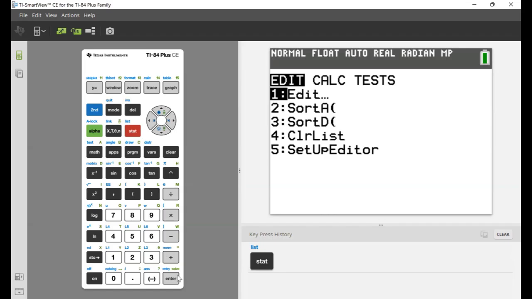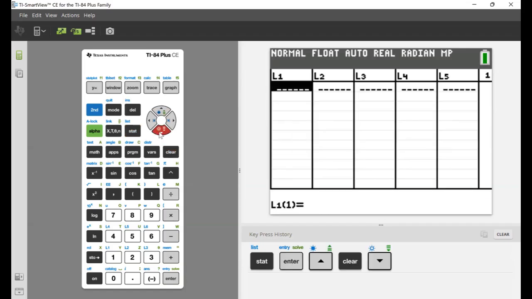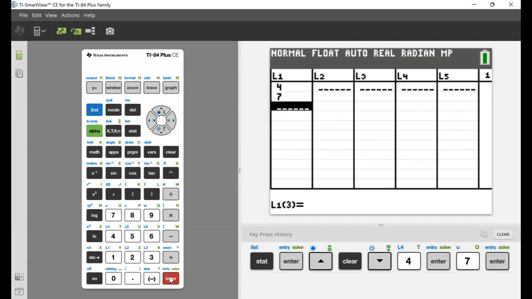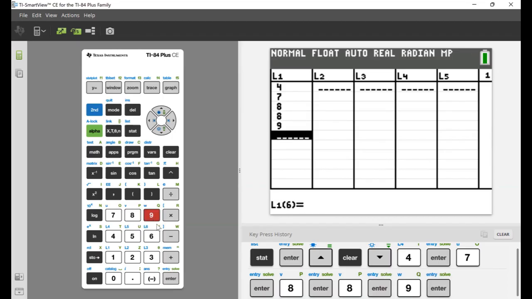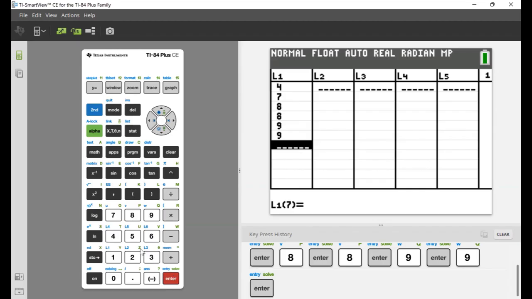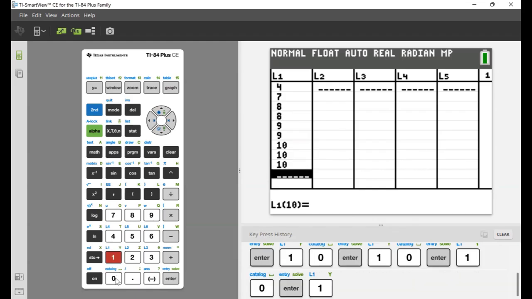So we're going to go to Stat, Edit, go up, push clear, go back down. And for this one, we're going to put all of our numbers. So we see 4 occurs once, 7 occurs once, and then 8 occurs twice. We'll write it twice, and then just go through and keep entering our data. 10 occurs 4 times.